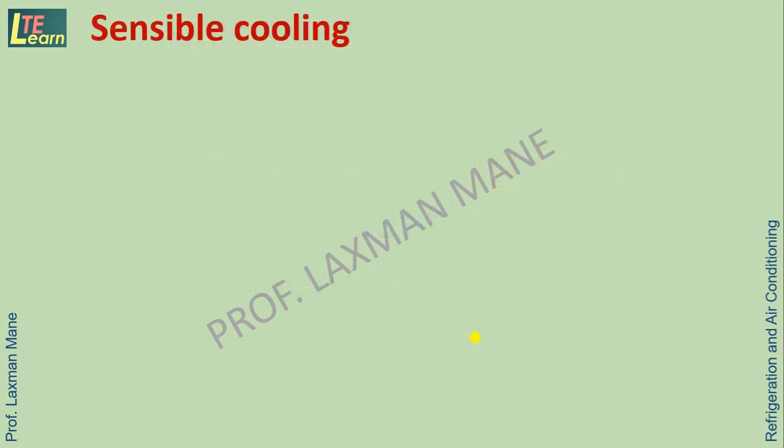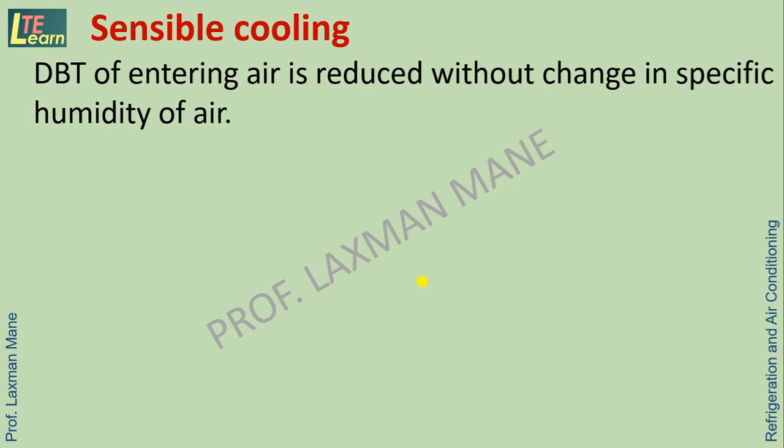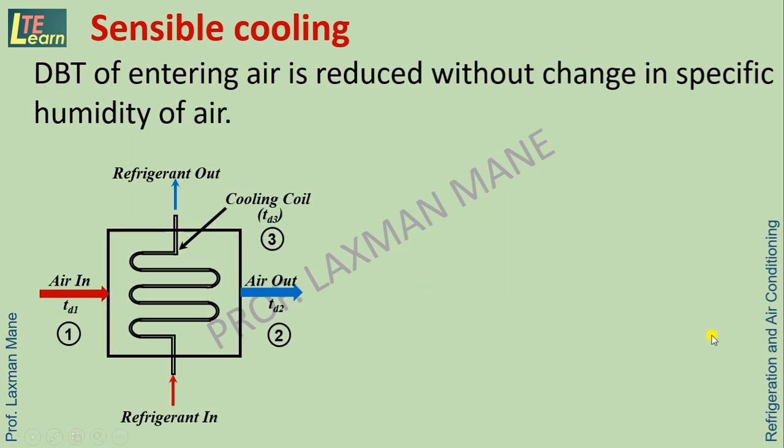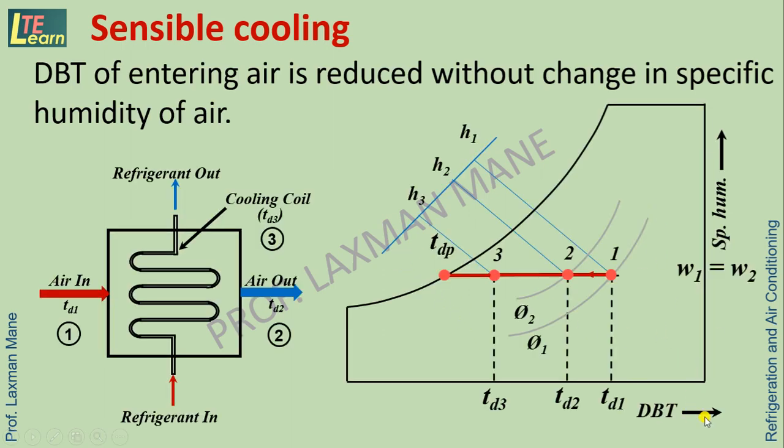Here we will take the sensible cooling concept. In this case, the variable temperature of entering air is reduced from temperature TD1 to TD2 without changing its specific humidity. So in this case, specific humidity W1 is equal to W2.